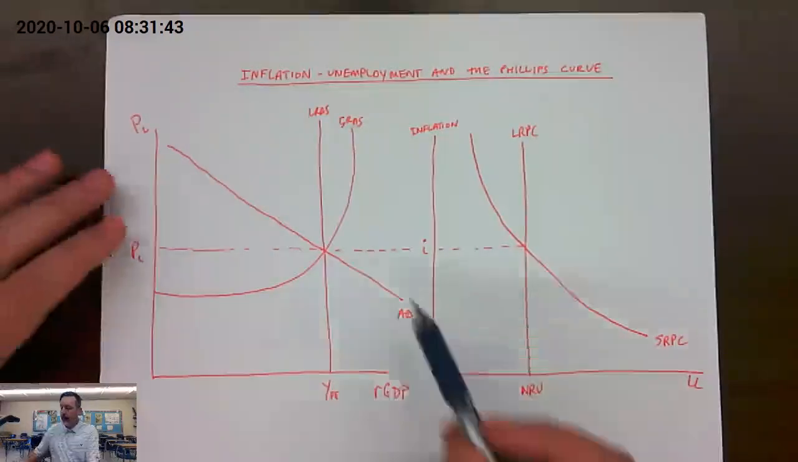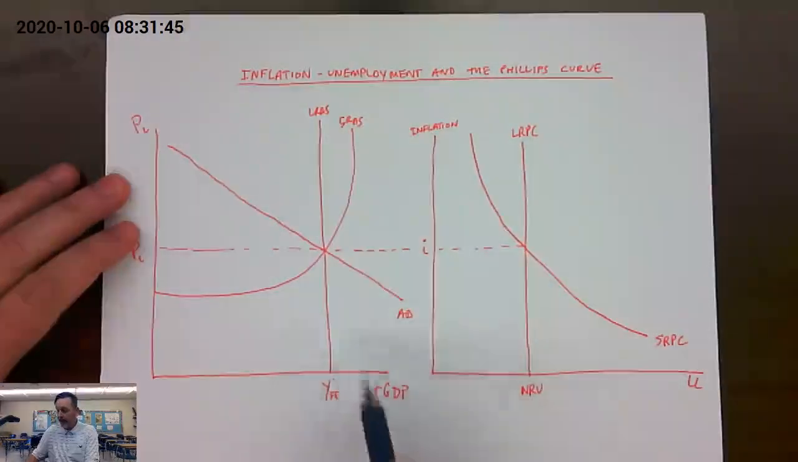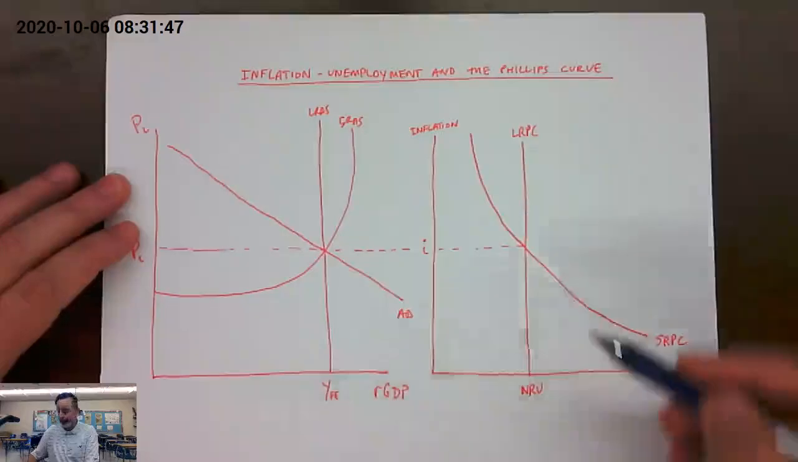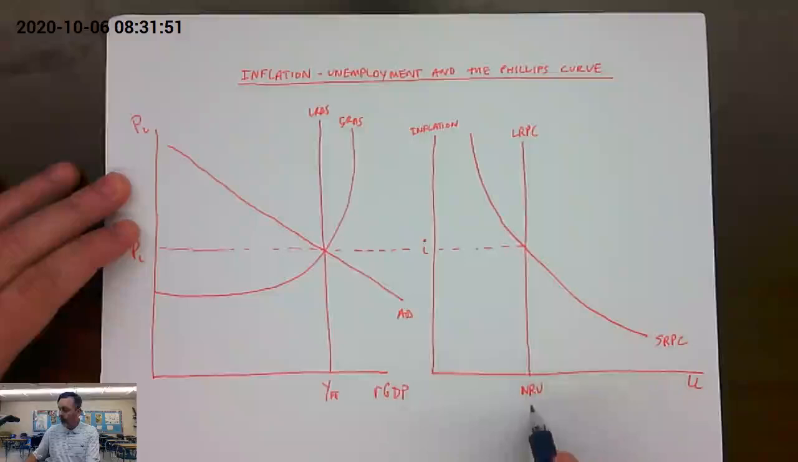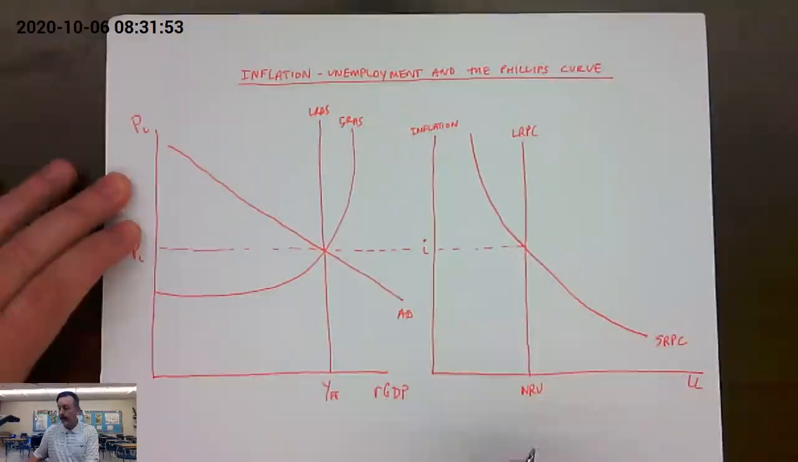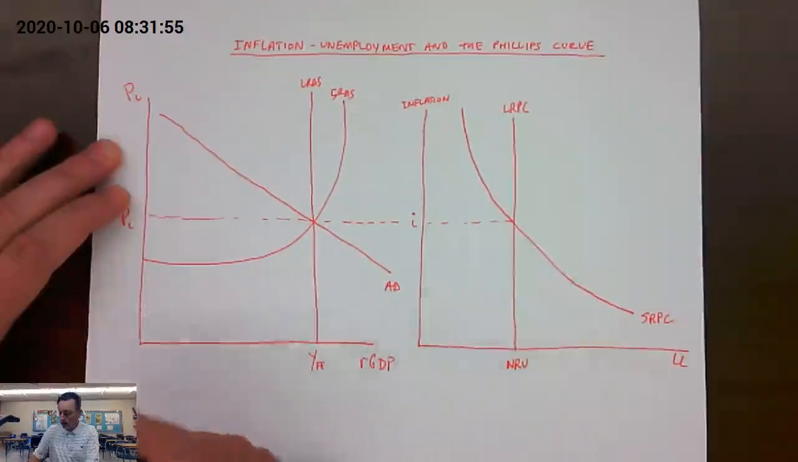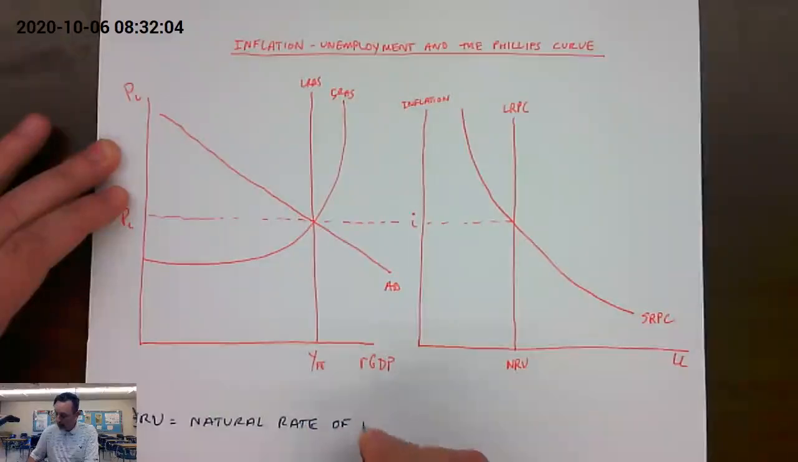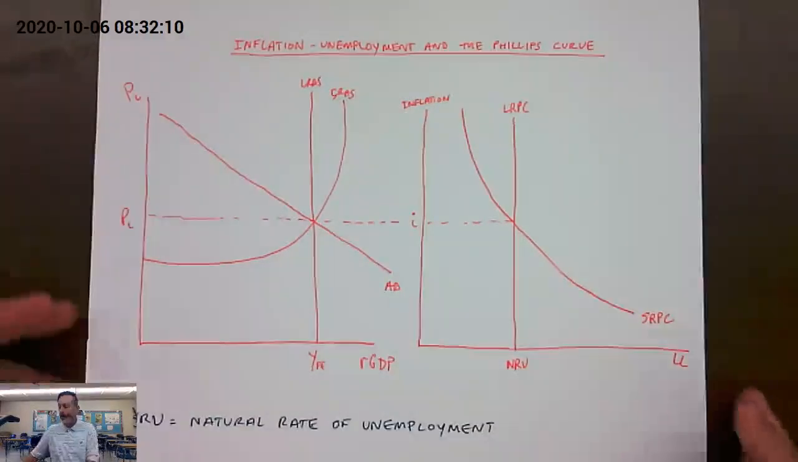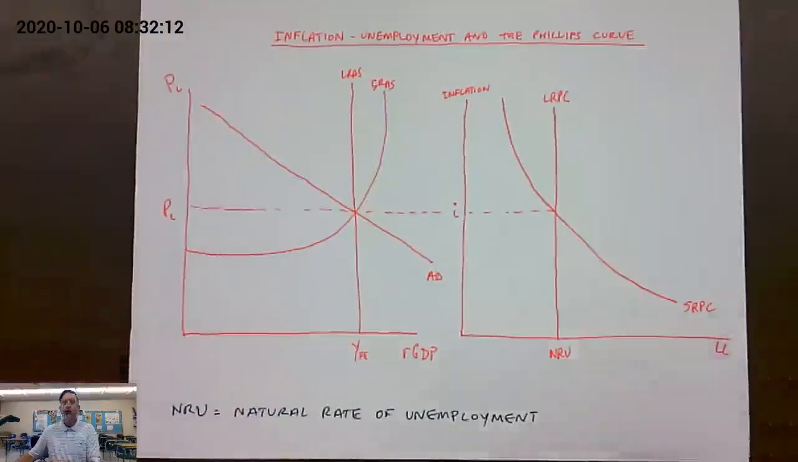And you can notice in some ways that the short-run aggregate supply curve and the short-run Phillips curve are opposites, okay? And you will notice that the long-run aggregate supply curve, or our full employment, goes along with what's called the long-run Phillips curve, which comes down here to give us something called the NRU. And the NRU is the natural rate of unemployment.